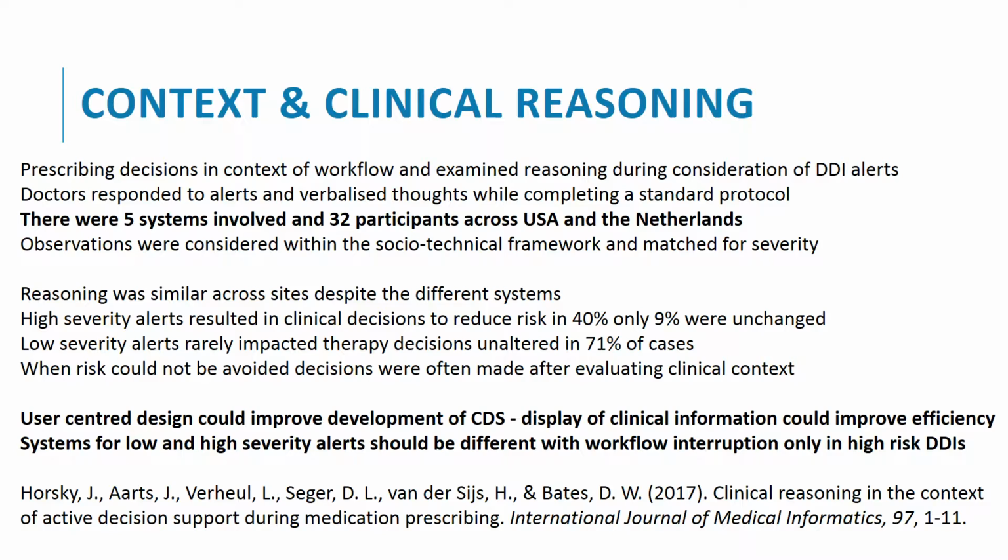Reasoning was similar across the sites despite very different systems. High severity alerts resulted in clinical decisions to reduce risk in 40% and only 9% were left unchanged. This is in contrast to low severity alerts which rarely impacted therapy decisions. They were left unaltered in 71% of cases. And when risk could not be avoided, decisions were often made after evaluating clinical context.